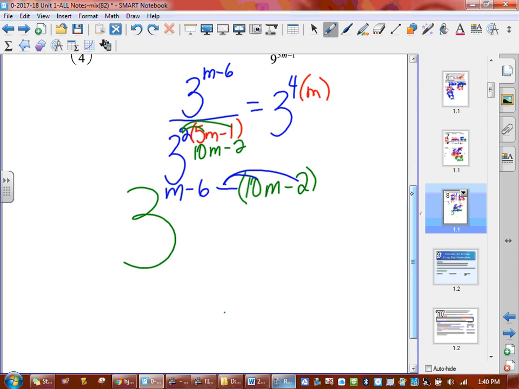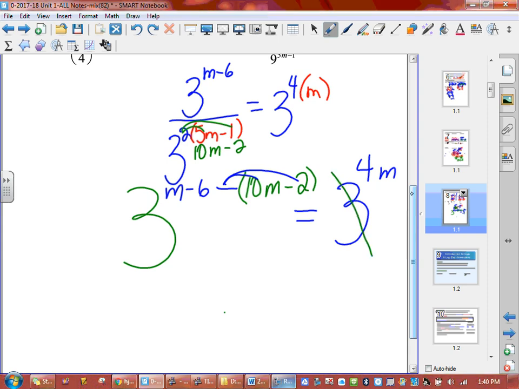It's still equal to 3 to the 4m. Now that we've got it at this point, we have identical bases. We can drop those big bases. So those guys are gone. And now we just have to multiply this guy in and add like terms. So this guy is going to become -10m plus 2. So now we add the m's together to give us -9m. And we add the constants together. -6 plus 2 gives us a -4.